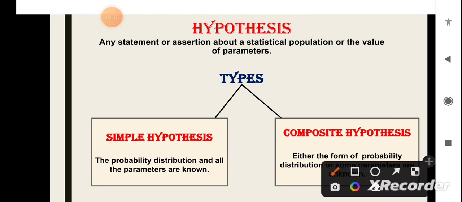Hypothesis can be of two types. First is simple hypothesis, which specifies the population completely, as here the probability distribution and all the parameters are known. Second is composite hypothesis, which does not specify the population completely, as here either the form of probability distribution or some of the parameters are unknown.